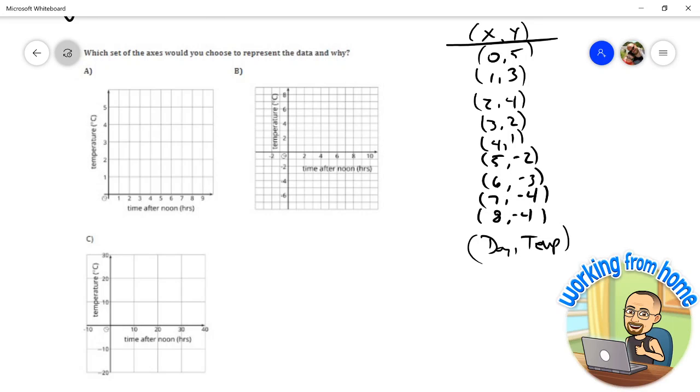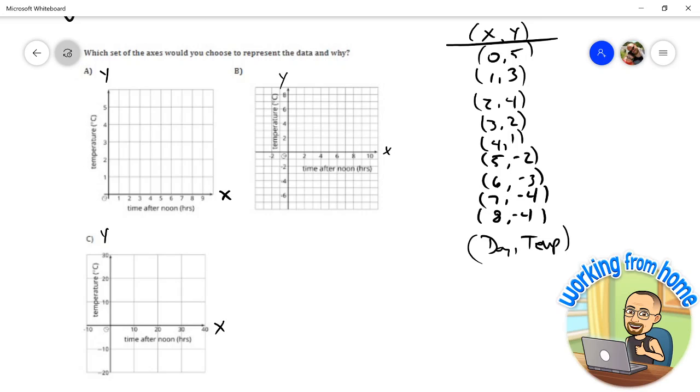So let's look at A. We have time on the bottom. This is the x-axis. This is the y-axis. And then we have temperature on the side. All right, let's look at this one. B. I have x, y. Same thing, time and temperature. And then C, same thing again, time, temperature. Well, so we have to be able to make it all fit.